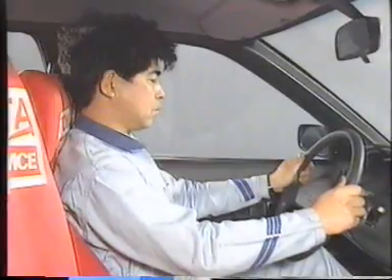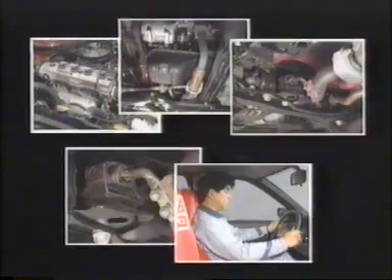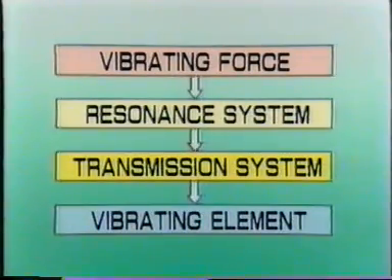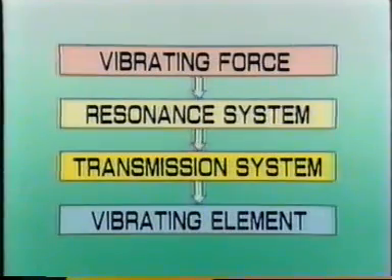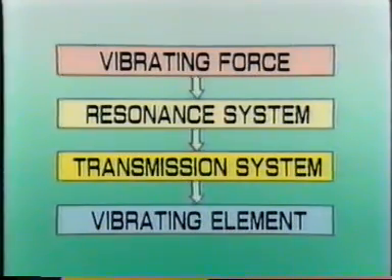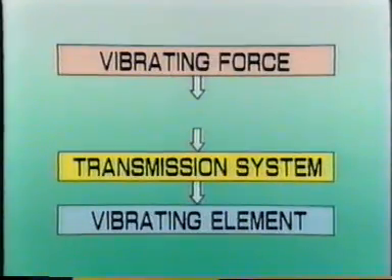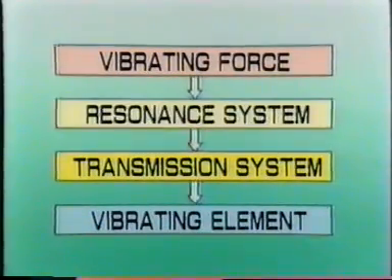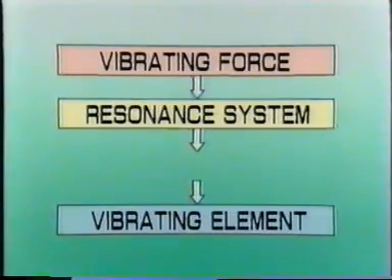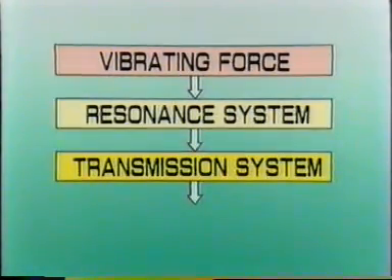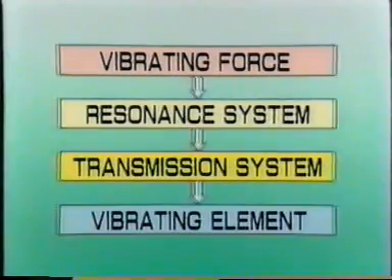Vibration and noise can be prevented, as we will see next. Generally speaking, vibration can be prevented if you eliminate one of the elements in the mechanism of vibration. If you eliminate the vibrating force, the resonance system, the vibration transmission system, or the vibrating element, you can minimize vibration.